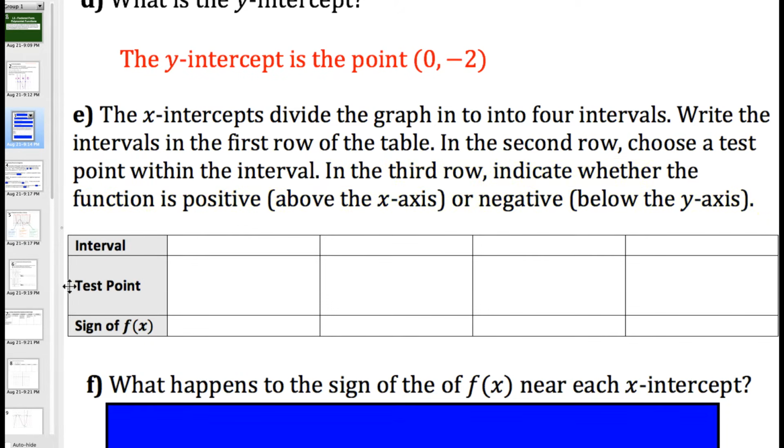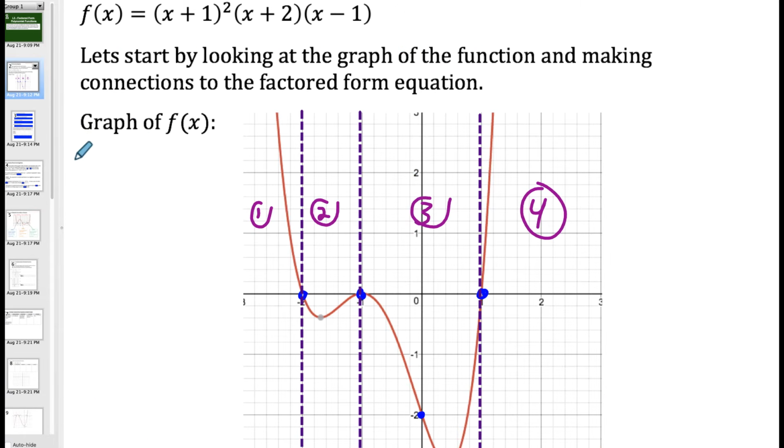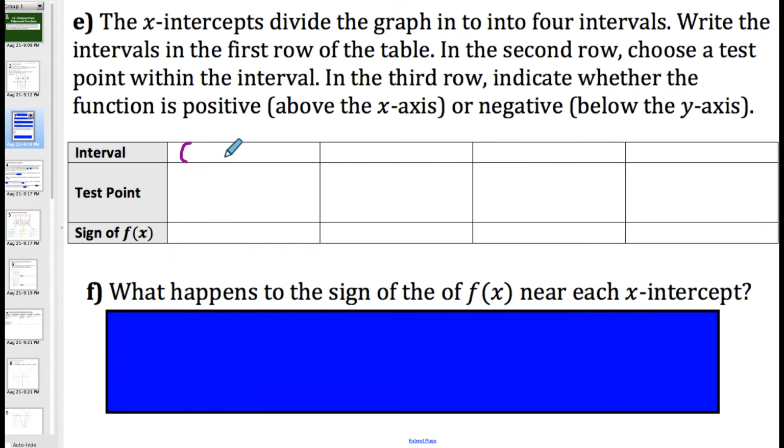And we don't actually need the test point. If we have the graph, we can just look at the graph and see if the function is positive or negative. But I can show you how we could use a test point if we didn't have the graph of the function. So, the intervals of x values. We're going to describe the interval of x values in section 1. That'll be all x values from negative infinity all the way to negative 2. So I'll write it in interval notation from negative infinity to negative 2.